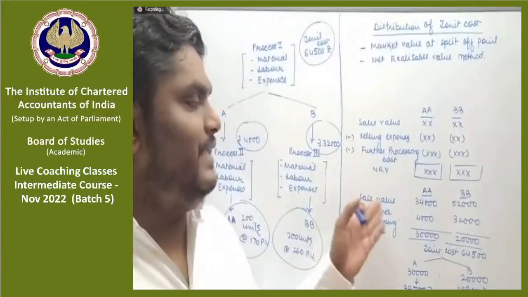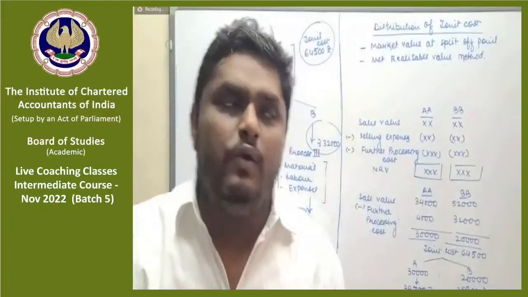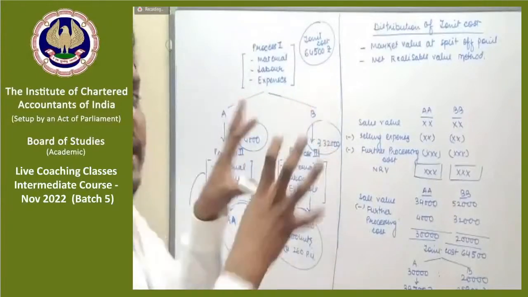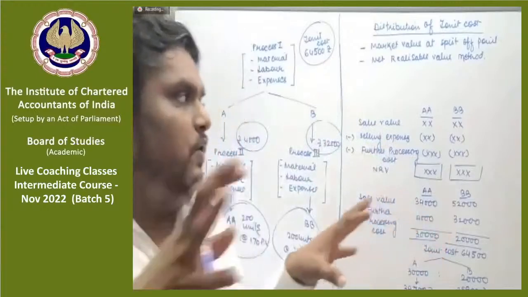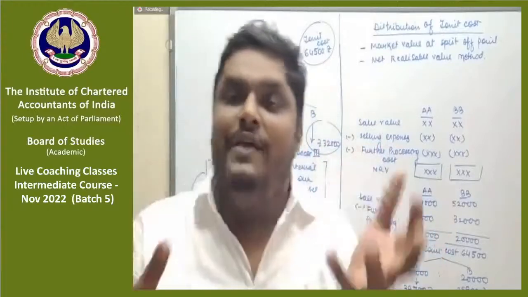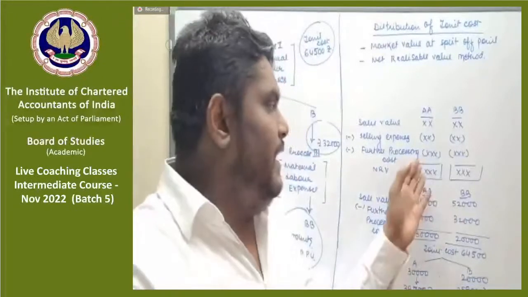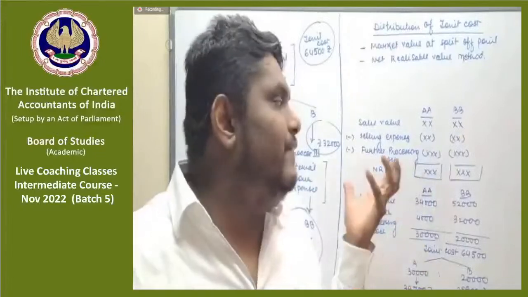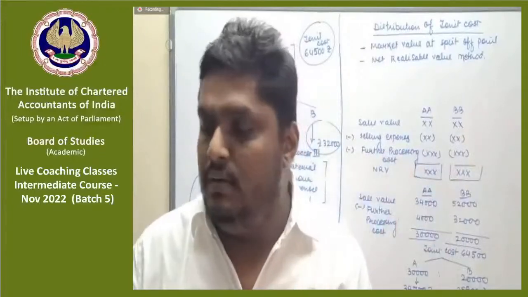So in this case, we will do the reverse calculation, wherein we will calculate the market value of A and B. We call it the dummy market value. How? Sale value minus further processing cost, we will get the dummy market value of A and B. Since the market value of A and B is not available, that's why we are doing this NRV calculation.